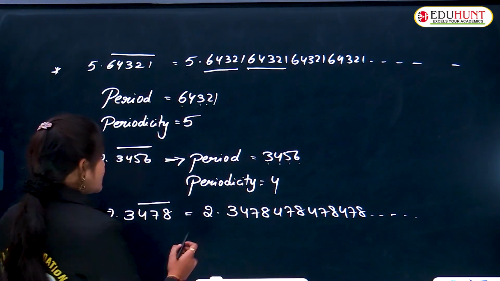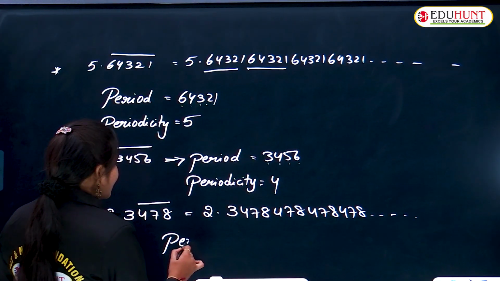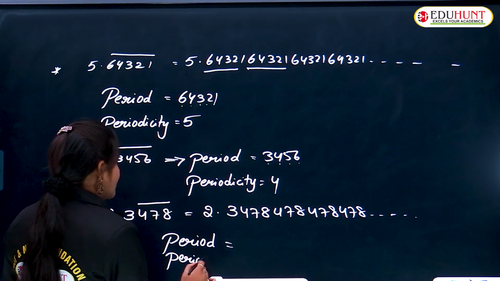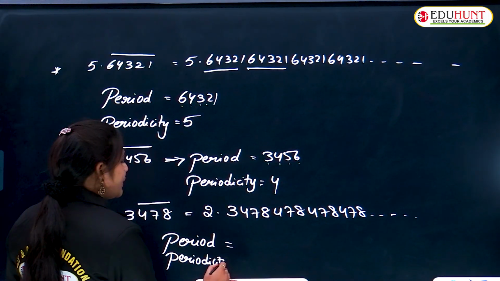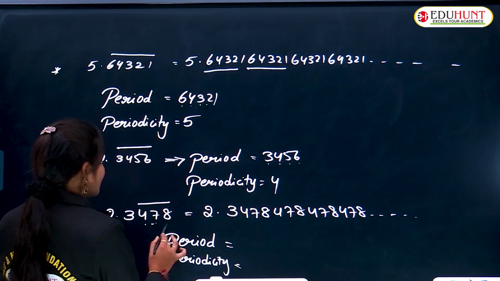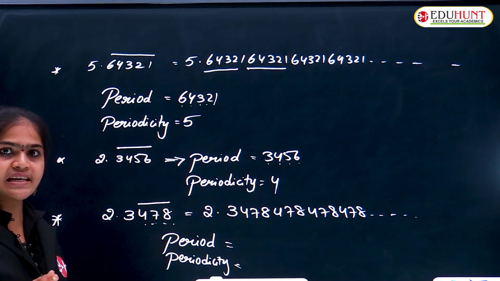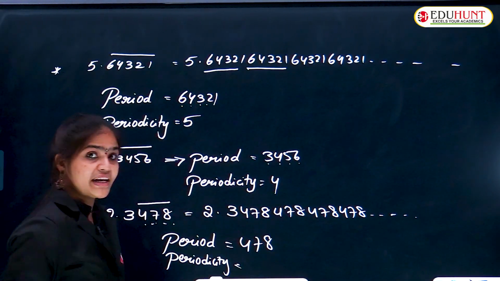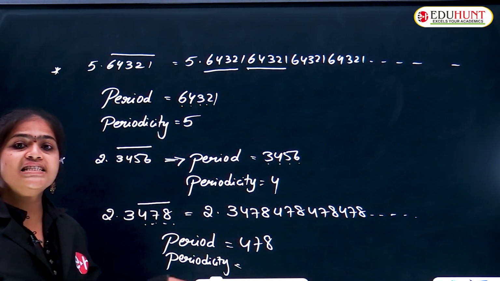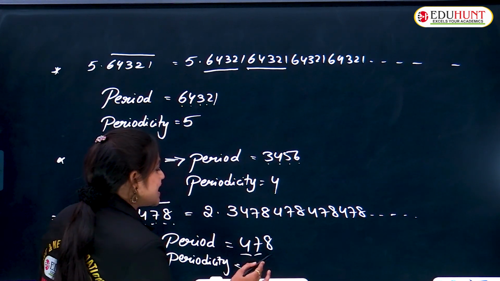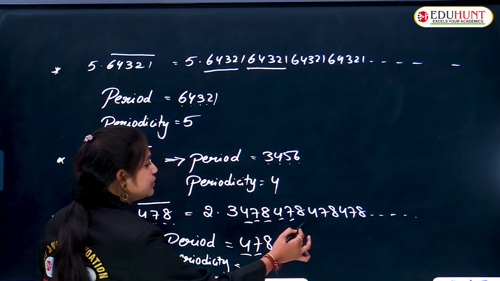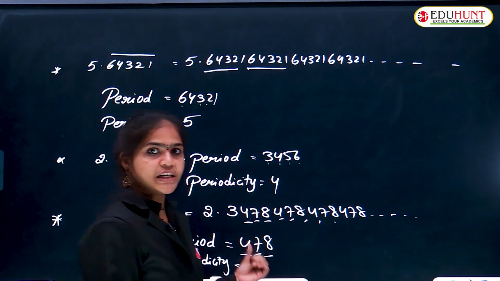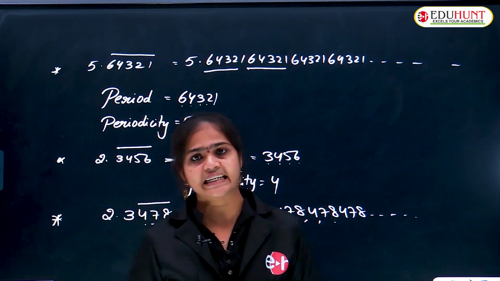Clear? Now what are the period and periodicity here? What is the period? Which number is in repetition, 3478 or 478? 478 is in repetition. That's why the period is 478 only. And what is the periodicity? How many digits are in repetition? 1, 2, 3, 1, 2, 3. Three digits are in repetition. That's why the periodicity is 3.